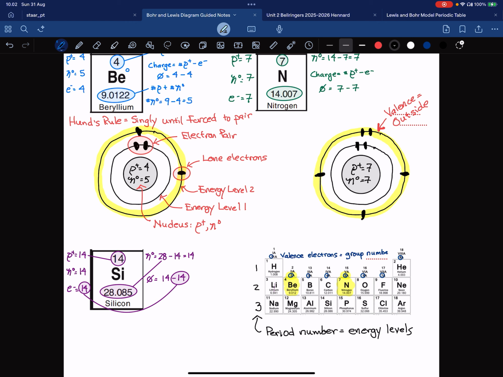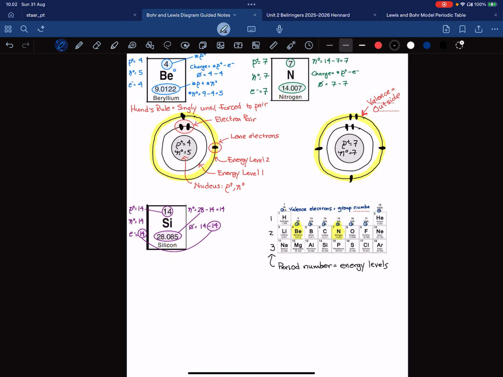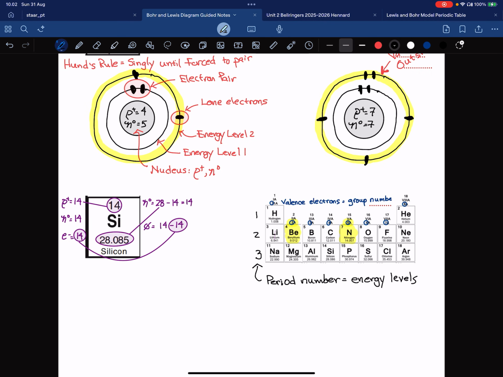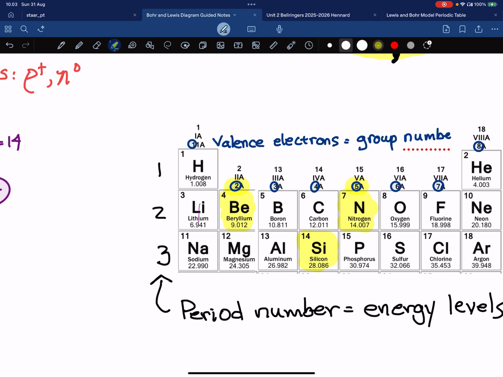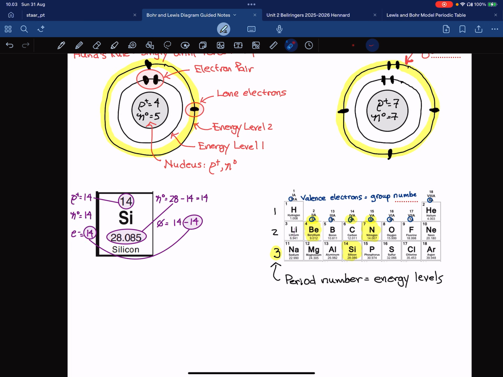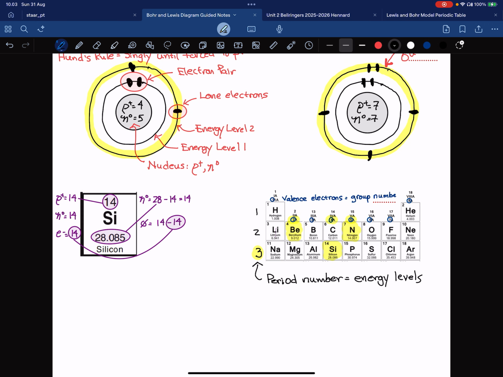Now, if all of that is correct, then it should match up with silicon, okay? So silicon, we can see silicon is right here. It is in group 4 and it is in period 3. So we should end up with 3 energy levels and 4 electrons in the valence shell. So I'm going to go ahead and write that down because that is our prediction. We should end up with 3 energy levels and 4 valence electrons.